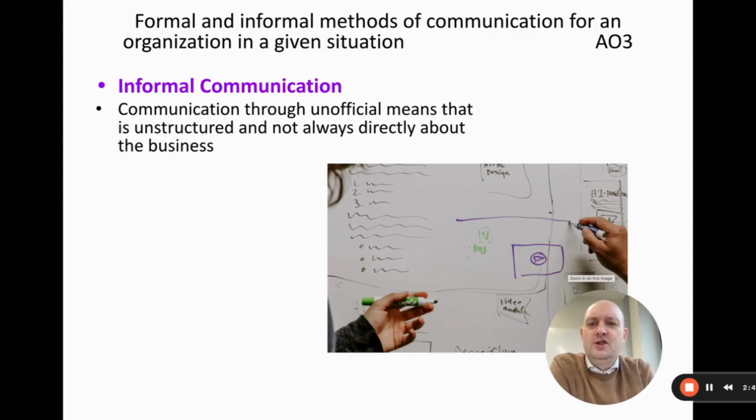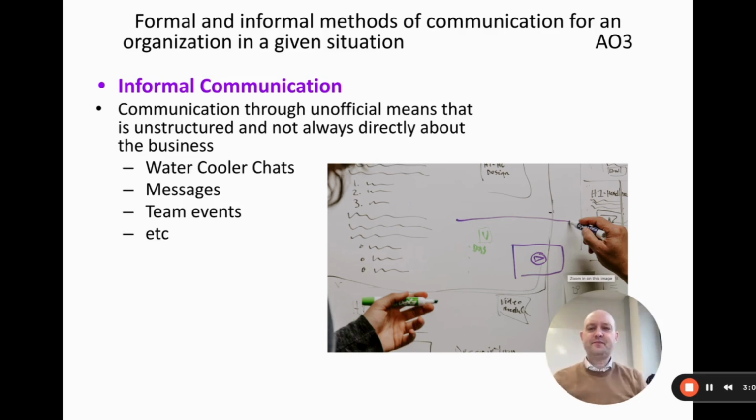And then informal communication, I did correct this typo, which is good, is again communication, but here it's unofficial means. So it's going to be unofficial. It's not generally structured, and it might not always be about the business. It might be about other things. And the classic one people talk about is this water cooler chat. I've always called this like a coffee machine chat. Basically, the idea with the water cooler or the coffee machine is that when you go and get your coffee or your water, you bump into other people in the business, and then you end up having some sort of communication, which may be about the business or maybe about other things, but it's basically informal communication.